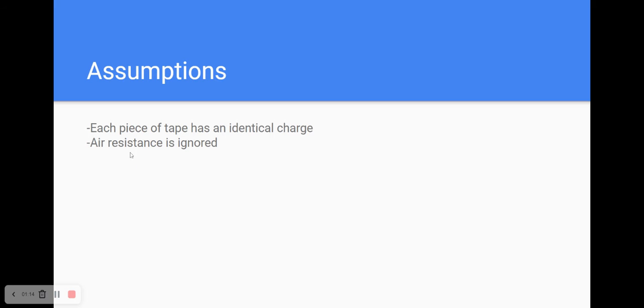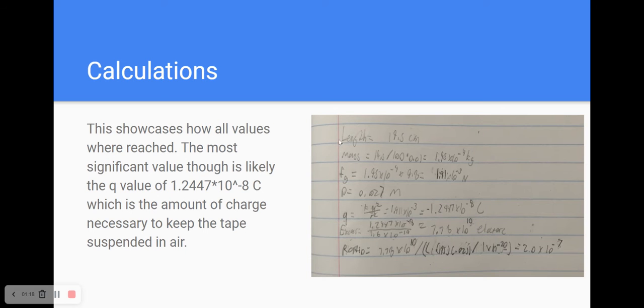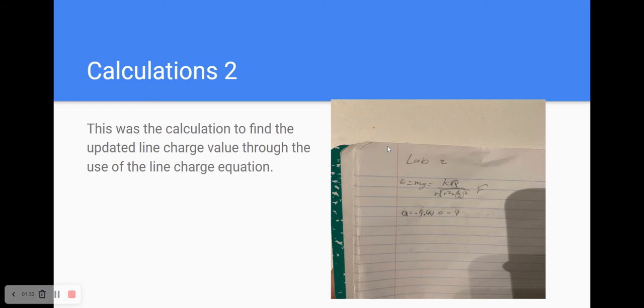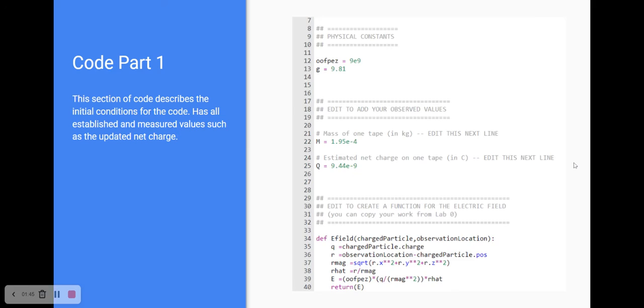Over here we have our assumptions. Each piece of tape has an identical charge, as well as the fact that air resistance is going to be ignored. Here we have our initial calculations for the lab, establishing such forces as the force of gravity, as well as that initial Q value of negative 1.2447 times 10 to the negative eighth coulombs. Here we have the second calculations, where we get 9.44 times 10 to the negative ninth coulombs, which is the established line charge value, which is clearly smaller than the initial point charge value.